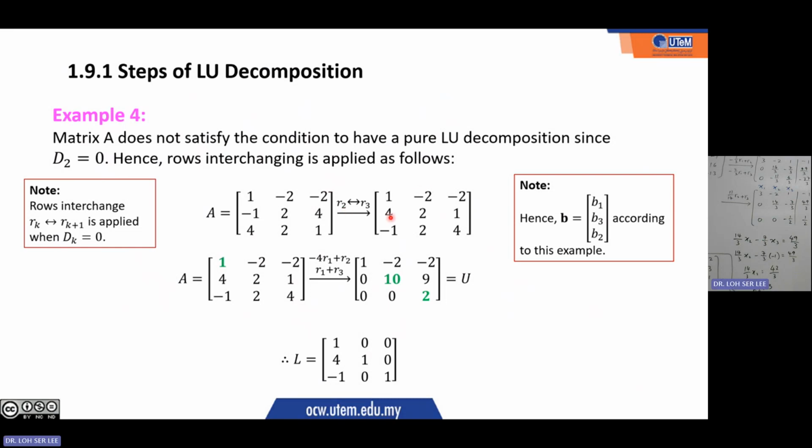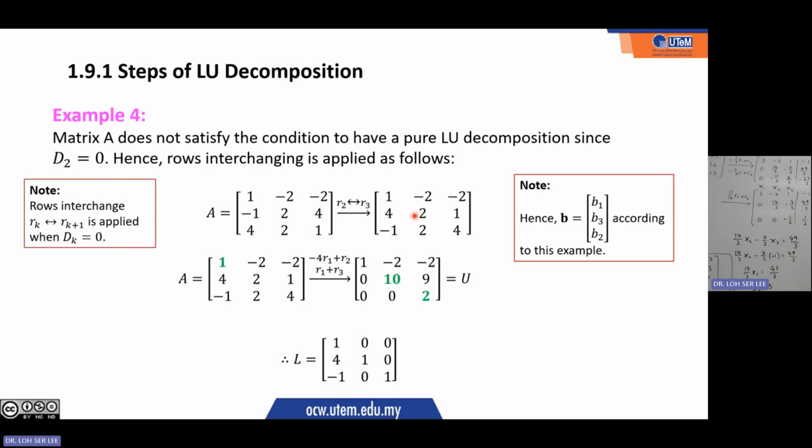So if you swap rows, remember to swap the B. Later on, you will need this B to proceed to get the answer for x1, x2, x3. Okay, so this is what you need to remember. But if you use the conventional method, you don't have to swap because you just compare both sides. There's no issue.